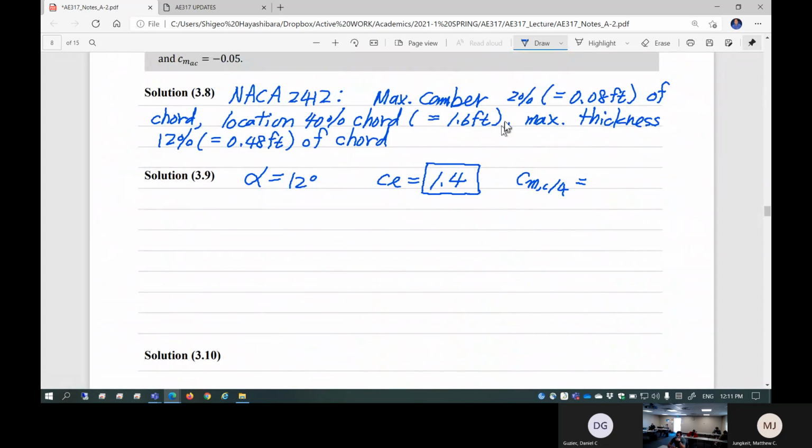So CM quarter chord, I got minus 0.025. If you get minus 0.02, that's okay. It's very difficult to read off accurately, so you just do your best. This actually gives you certain information here. You want to have CL alpha, the lift curve slope. This is how much CL changes over the change of alpha.